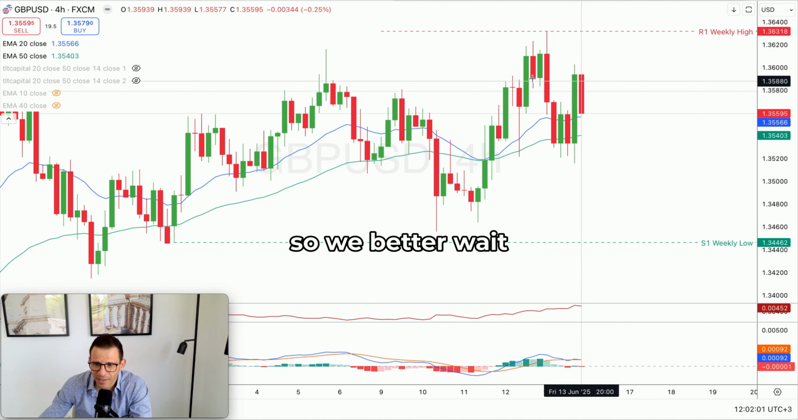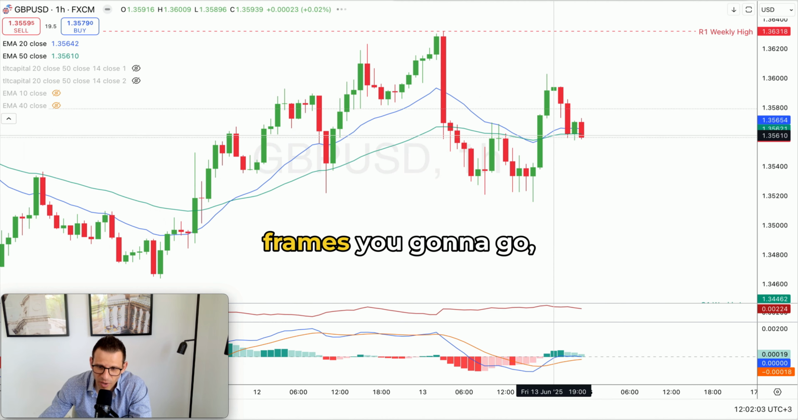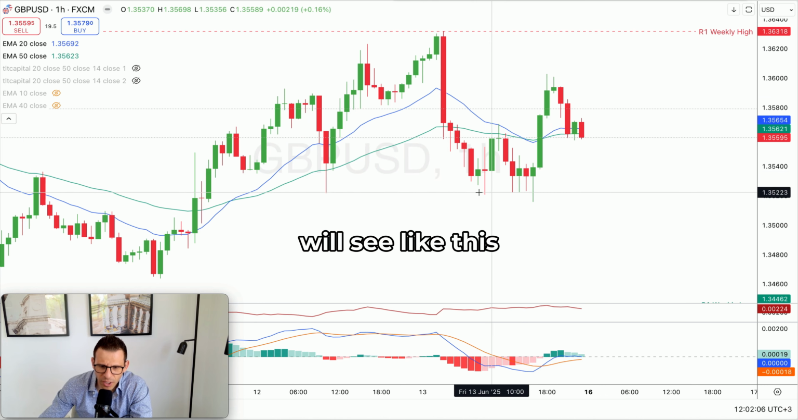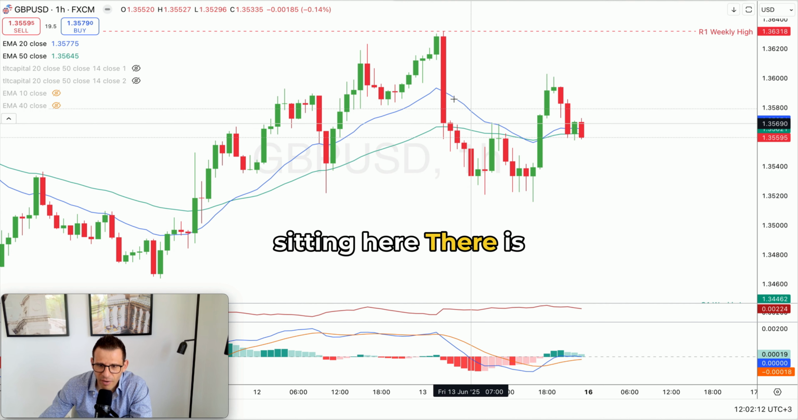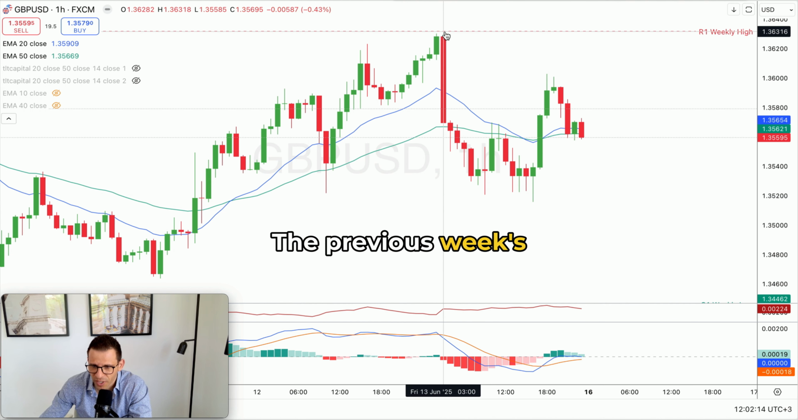So we better wait for some clarity. Now, the lower time frames you go, the more swings you will see, like this one here on the hourly time frame. There is a strong support sitting here. There is a resistance, of course, strong resistance, the previous week's high up there.